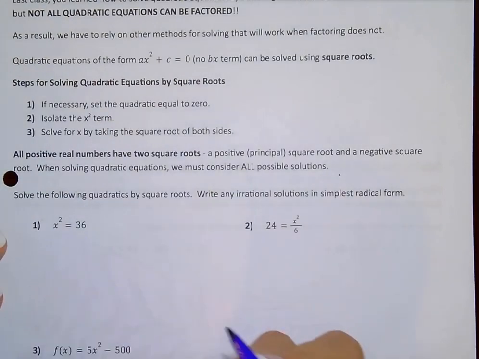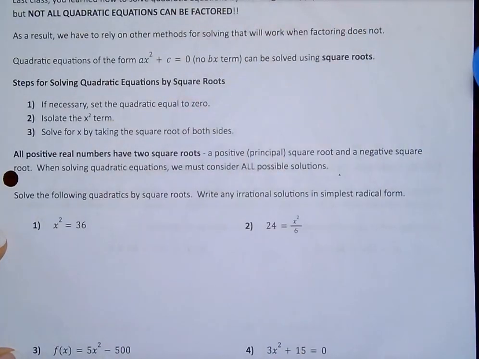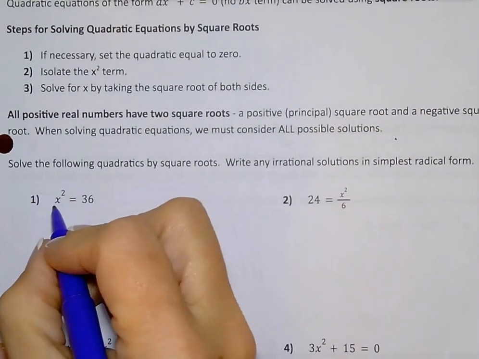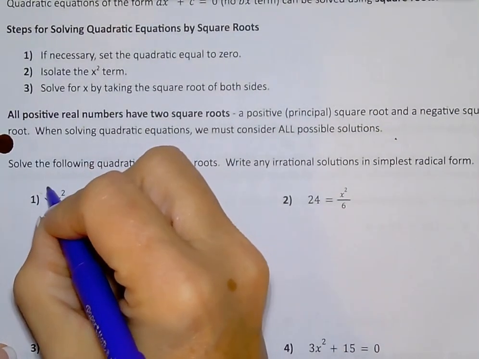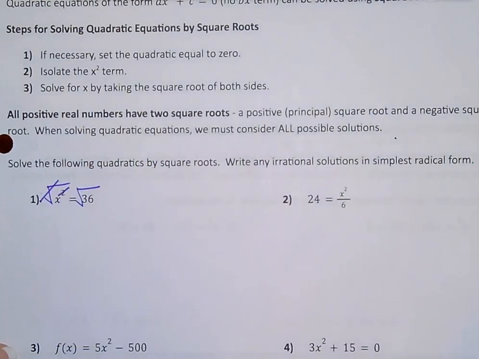Okay, x squared equals 36. I'll zoom it in. That seems a little better. If I want to solve this, I'm going to take the square root of each side, right? Because the square root undoes the square.